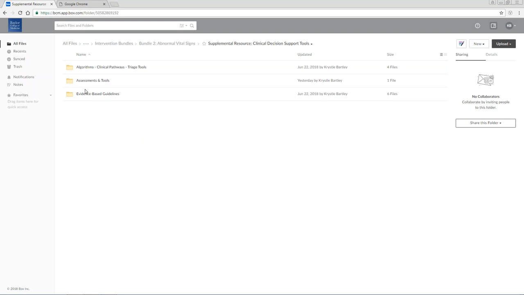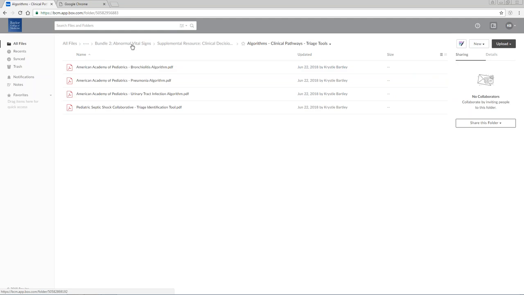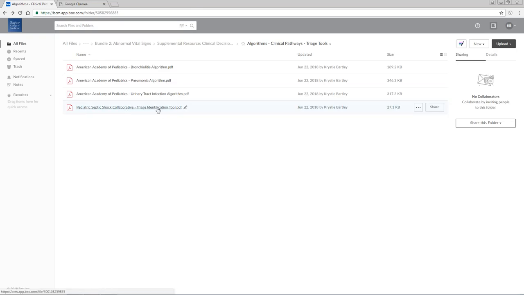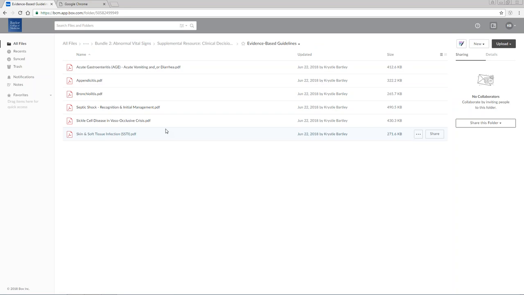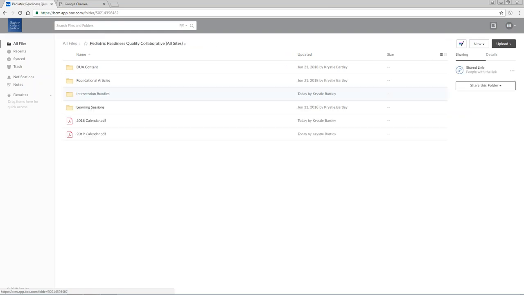And Kate, to piggyback off of that, if you guys are able to see my screen, this is the actual file sharing box. It is very similar to Dropbox. And you'll notice that, as Kate mentioned, there's a section within Bundle 2 for Abnormal Vital Signs that has a series of algorithms that have been developed by the American Academy of Pediatrics. For example, here is the Pediatric Septic Shock tool that's available for viewing, which definitely has a strong focus on the early recognition of abnormal vital signs. Then there's a series of evidence-based guidelines, which Kate mentioned we aren't endorsing anything in particular, but they are there as additional spin-off of the existing work. And you can find all of this content on our file sharing site.